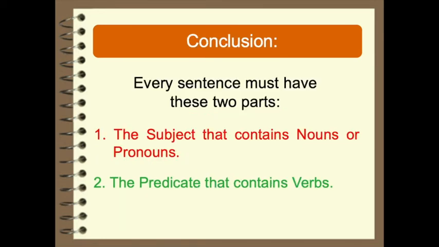In conclusion, we say every sentence must have these two parts. Number 1, the subject that contains nouns or pronouns. Number 2, the predicate that contains verbs. Again, every sentence must have these two parts: the subject that contains nouns or pronouns, and the predicate that contains verbs. I also want you to remember that a sentence must always have a verb.